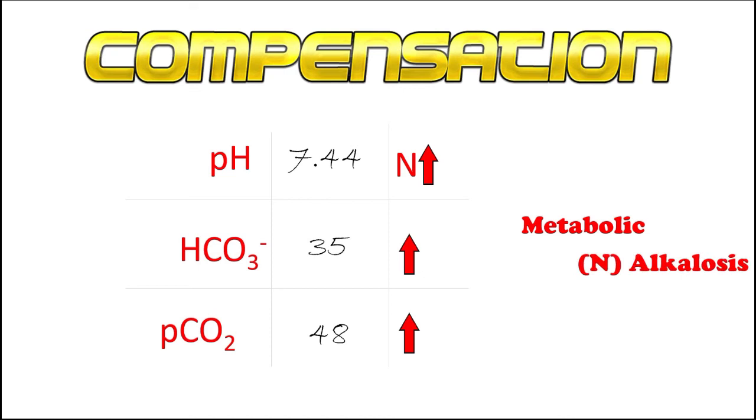Let's look for compensation here. Since this is a metabolic cause, applying the mnemonic for metabolic, which is MECA, we will look for PCO2 levels. PCO2 is high, indicating compensation. The pH is in normal range, which tells us that it is fully compensated.